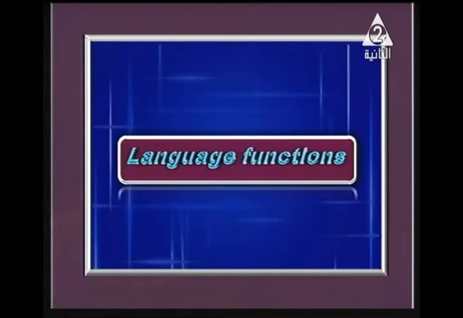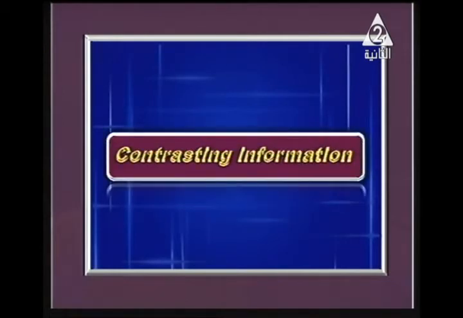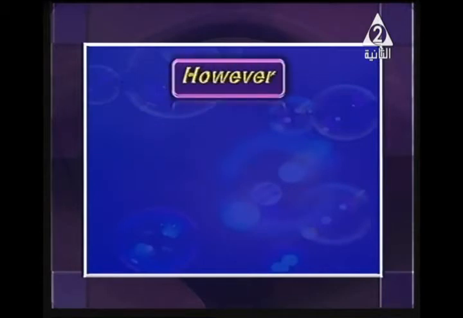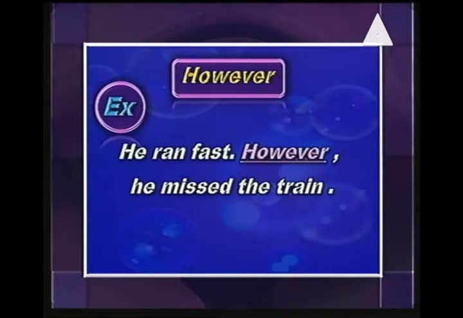Language functions. Contrasting information. Although, however. However. Example. He ran fast. However, he missed the train. هنا في contrast. ليه؟ برغم ان هو جملة فيها تناقض. هو he ran fast. However, he missed the train. مع كده برضو هو ملحقش الترين. However. لاحظ ان however جت في منتصف السنتنس.